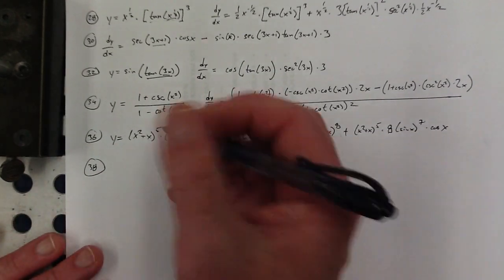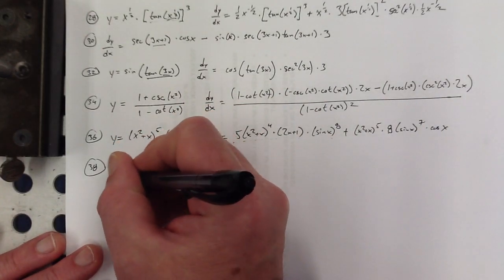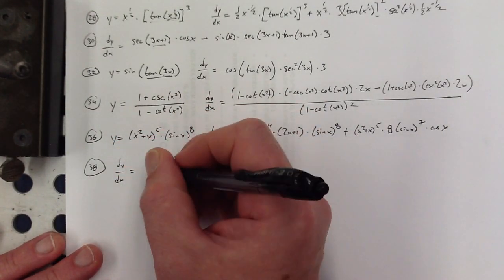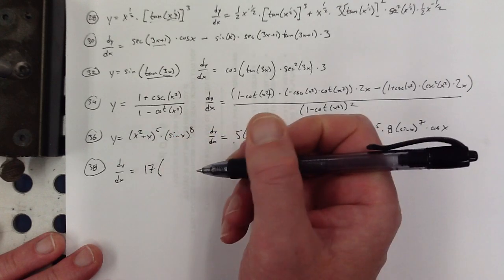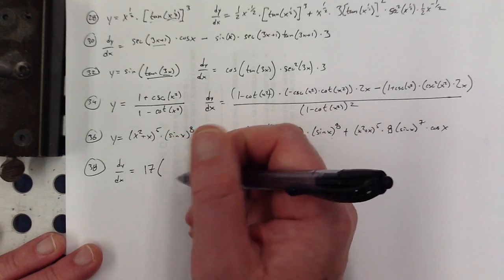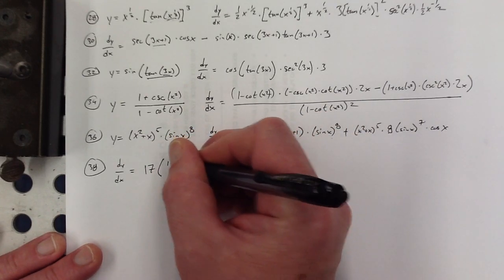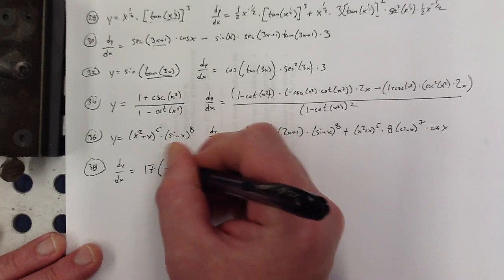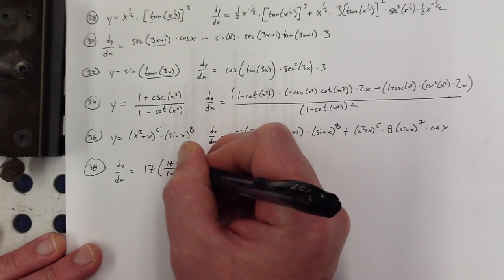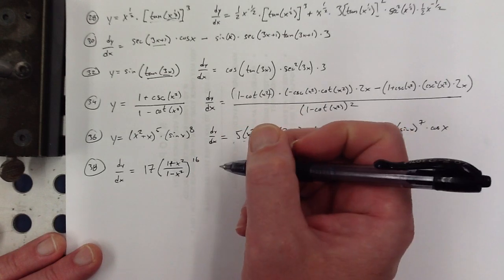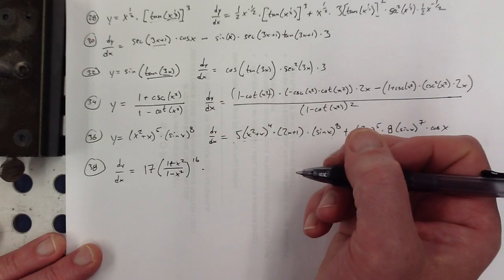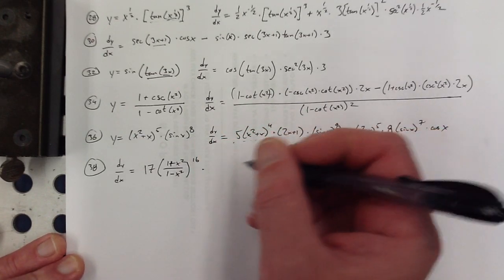38. I'm feeling this one. I'm going without the rewrite. Okay, so the derivative of whatever to the 17th is 17 times ((1 plus x squared) over (1 minus x squared)) to the 16 times the derivative of what's inside, which is a quotient rule.